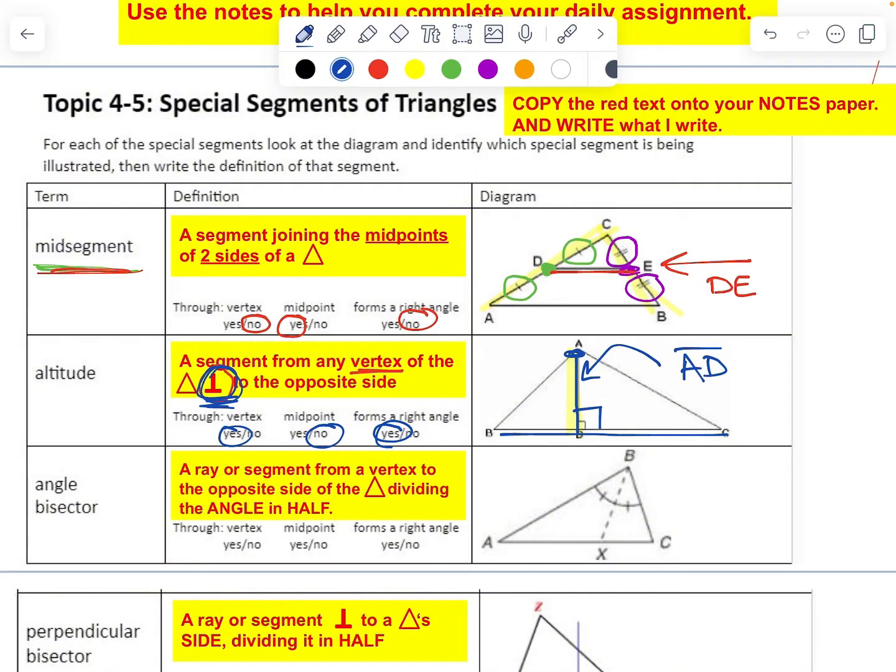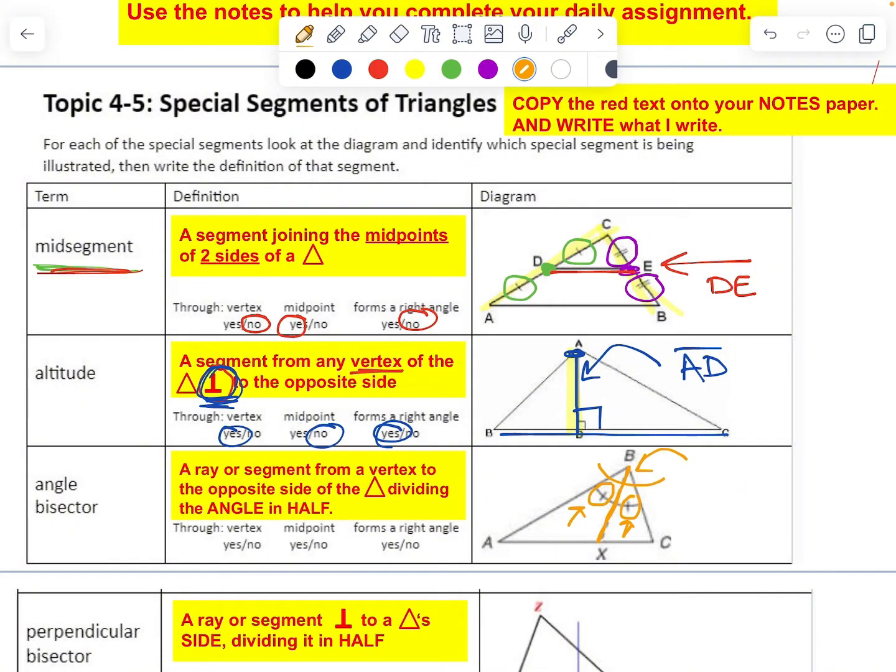Angle bisector is next. For angle bisector, a ray or segment from a vertex to the opposite side of the triangle, dividing the angle in half. So this right here, this dashed line right here, segment, is our angle bisector. It's cutting angle B in half, and we can see these little markings right here. The one little mark matches on the left and the right. That means that those sides are the same. So we cut that whole angle B into two equal pieces.